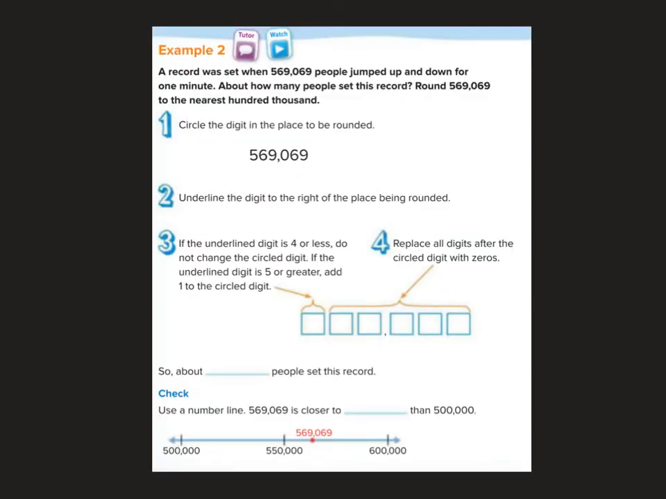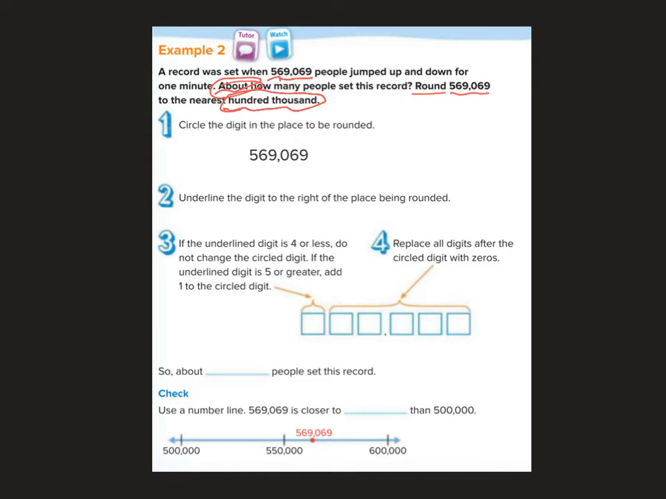All right, let's do another one. A record was set when 569,069 people jumped up and down for 1 minute. About how many people set this record? Whenever we see about, we know we need to estimate, we need to round. And in this case, it tells us we need to round 569,069 to the nearest 100,000.